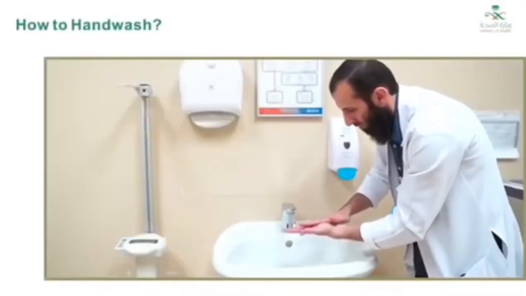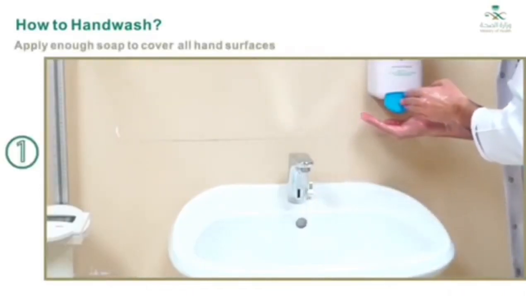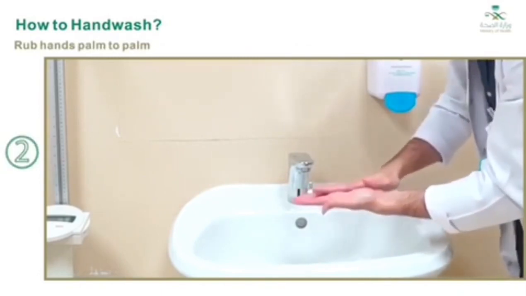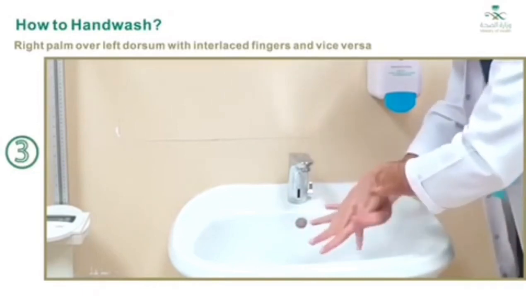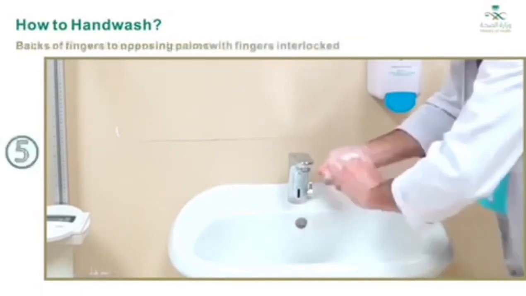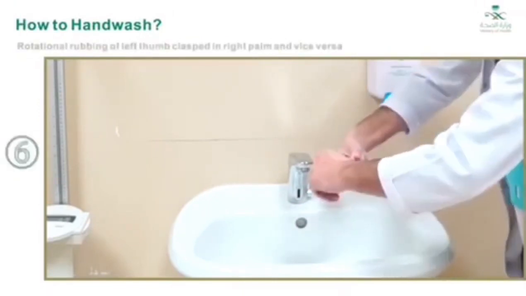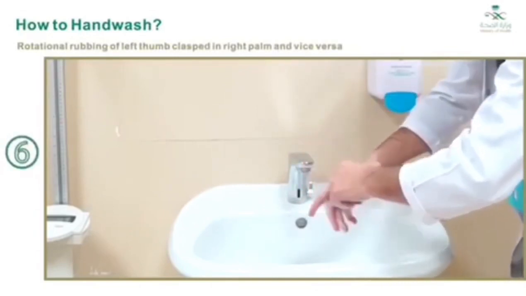How to hand wash. Wet hands with water. 1. Apply enough soap to cover all hand surfaces. 2. Rub hands palm to palm. 3. Right palm over left dorsum with interlaced fingers and vice versa. 4. Palm to palm with fingers interlaced. 5. Backs of fingers to opposing palms with fingers interlocked. 6. Rotational rubbing of left thumb clasped in right palm and vice versa.